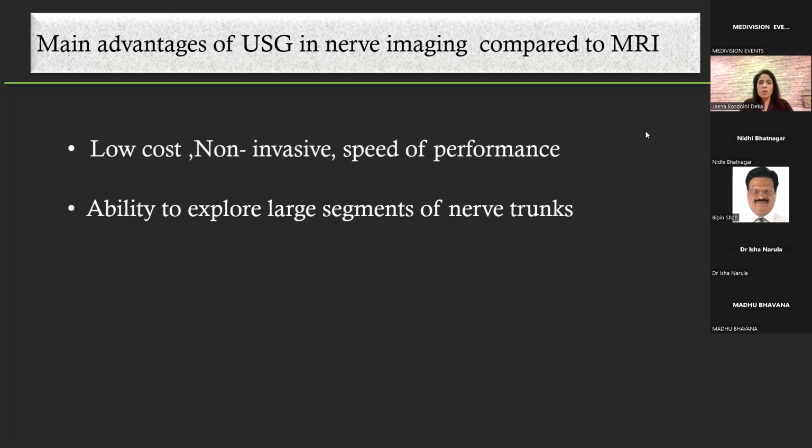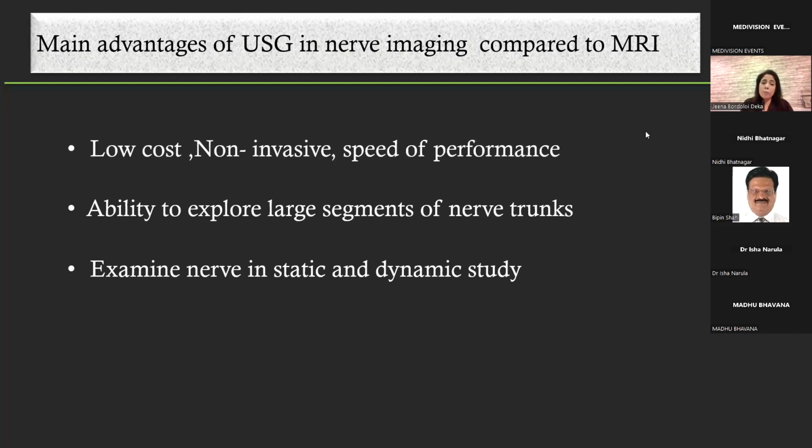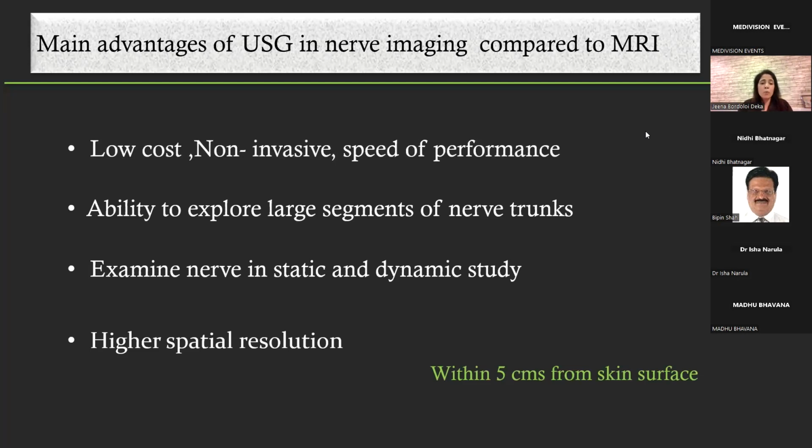So as we know, the main advantages of ultrasound in nerve imaging compared to MRI is that, of course, it's low cost and non-invasive. It gives the ability to explore large segments of nerve trunks, helps us to examine nerves in static and dynamic study, and importantly, it has a much higher spatial resolution than MRI, especially within 5 centimeters from the skin surface in case of very superficial tumors.